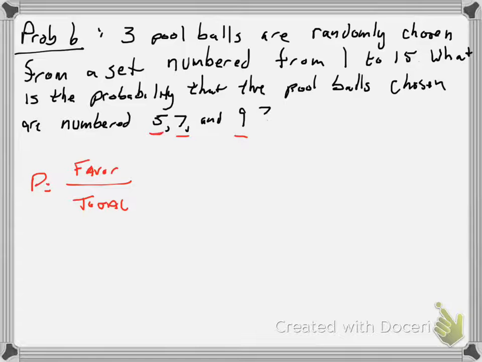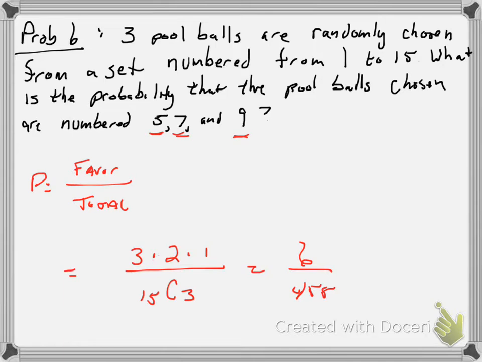Okay, so how many favorable ways? Well, there's 3 things that I can choose. So my favorable is going to be 3, because I could choose a 5, 7, or 9 for the first one. Then for the second ball, I could choose whatever 2 is left from there, times 1. So that's my favorable. That's what I want to happen out of the total number. Now, order doesn't matter how I choose it. So I'm choosing 3 balls out of 15 total pool balls. So it's 15C3. So that's going to end up giving me 6 over 455. Again, plug it in your calculator, which is about 0.013 is the probability.